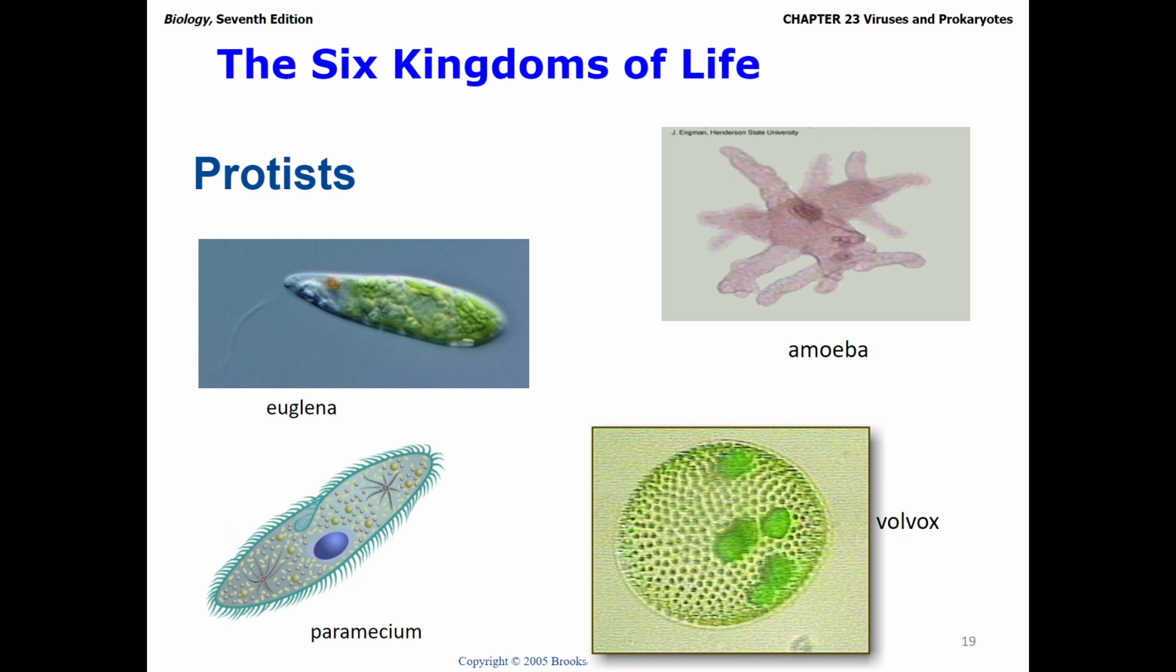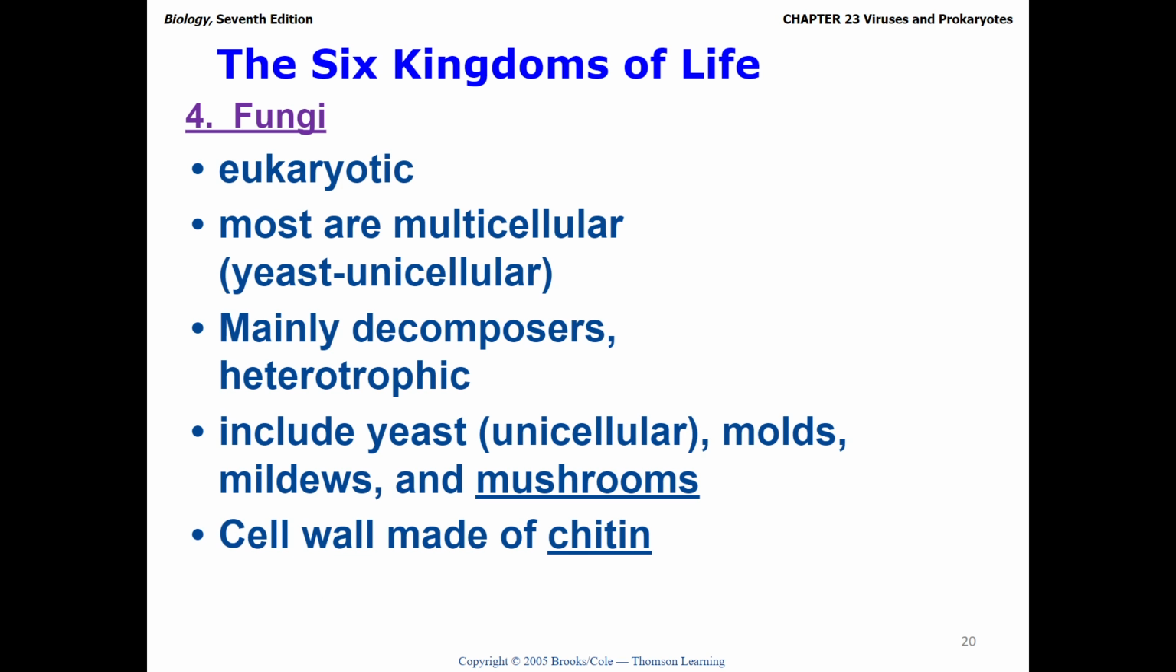Here are some examples of protists: the Euglena, amoeba, Volvox, and Paramecium. Looking at these cells, you can notice one thing: all of these protists are unicellular. Protists, however, are not always unicellular.